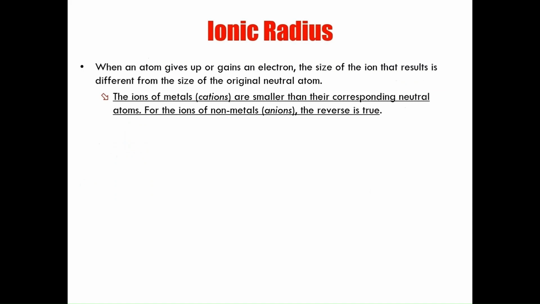When an atom gives up or gains an electron, the size of the ion that results is different from the size of the original neutral atom. More specifically, the ions of metals, which tend to be cations, are smaller than their corresponding neutral atoms. And the ions of nonmetals, which tend to be anions, are larger than their corresponding atoms. Although this may sound a little confusing, it's actually quite simple to understand.